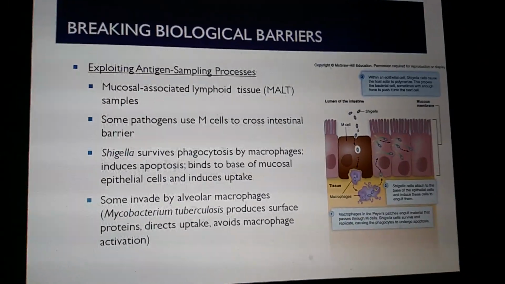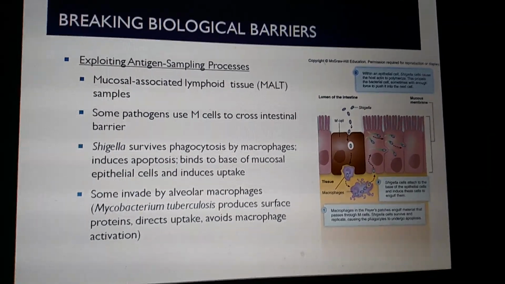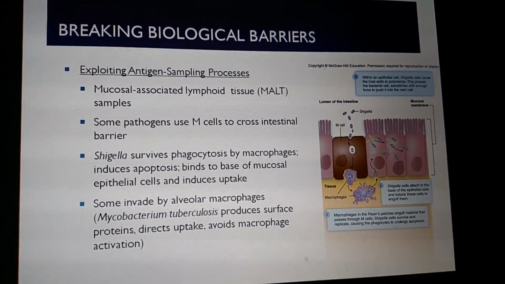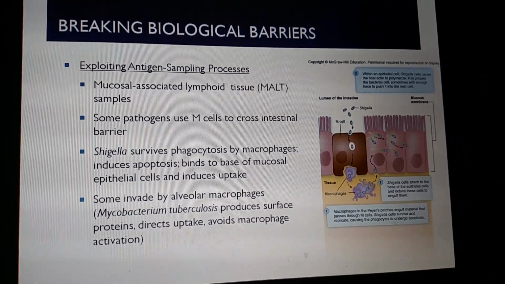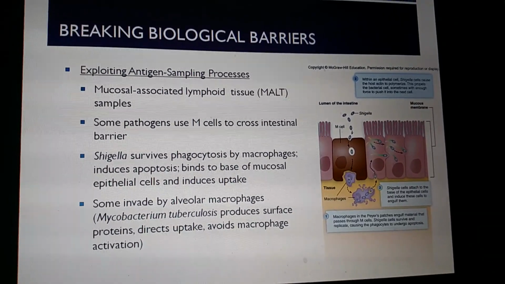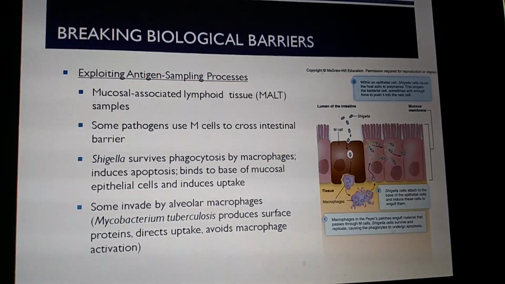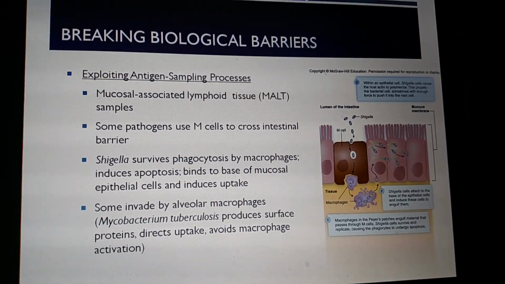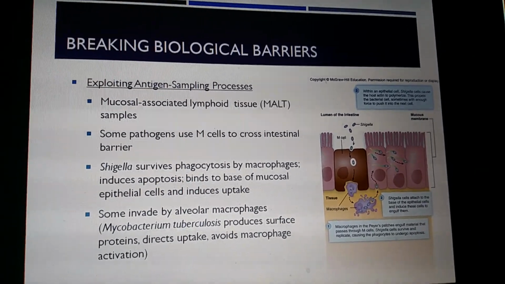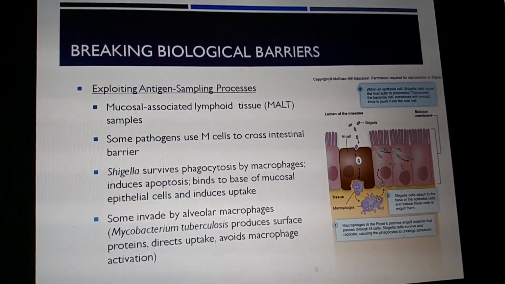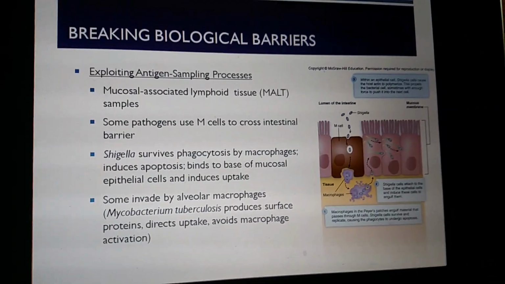So you can also have exploitation of antigens. Some pathogens will actually trick M cells, allowing them to get across the intestinal barrier. You even have some invasions by alveolar macrophages where they basically trick the macrophage to take them up, but then the macrophage never activates to actually destroy them.